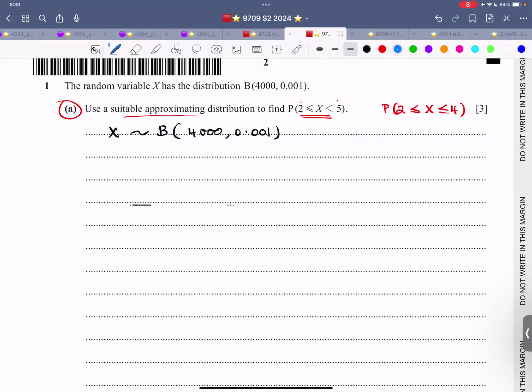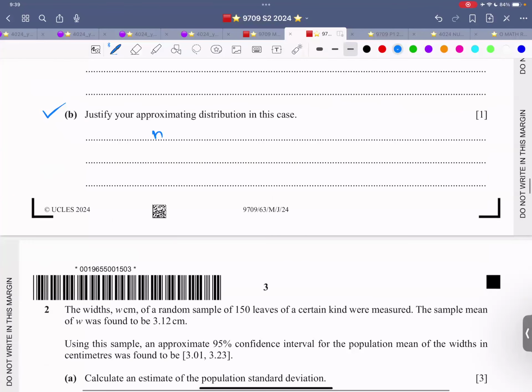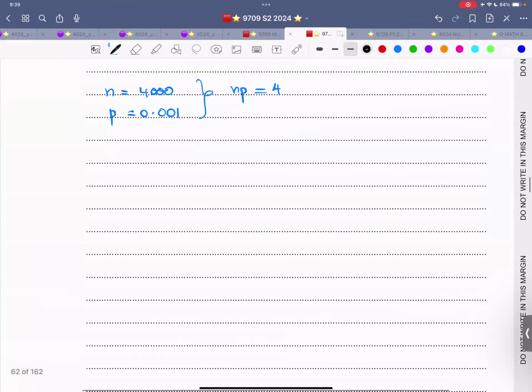Now, since they want us to use a suitable approximation, I'll write n as 4000, p as 0.001. Therefore, when I evaluate np, that comes out to be 4. They also asked for justification, so let me write justification over here. n is greater than or equal to 50 and np is less than 5. Therefore, X now follows a Poisson distribution with lambda. And what is lambda? That is np, because we know that the expectation of X is np, the same thing as lambda. So X follows a Poisson distribution with 4.